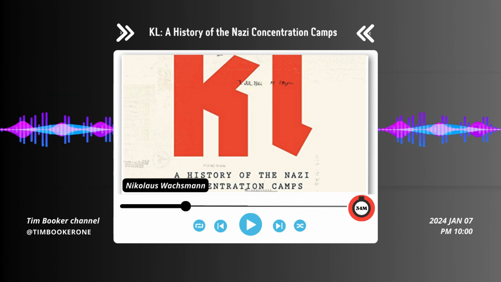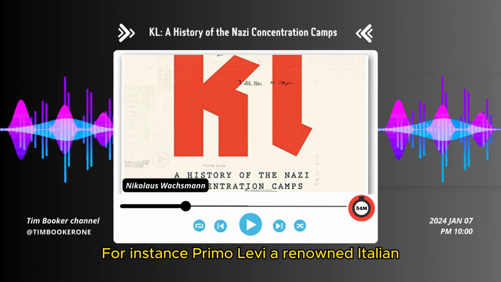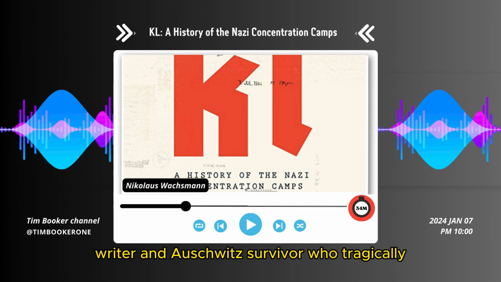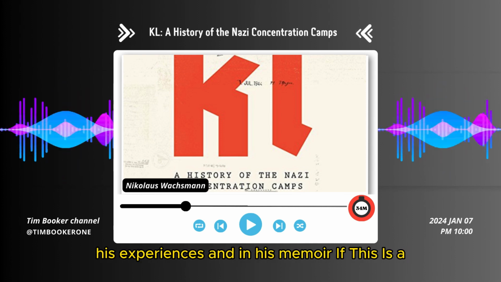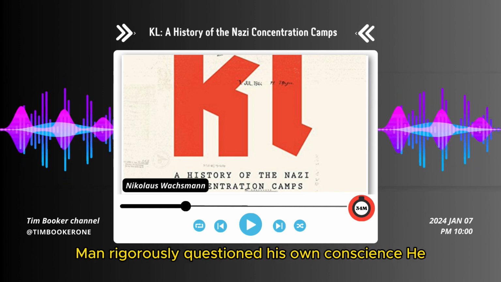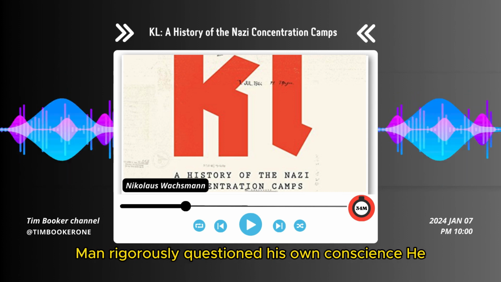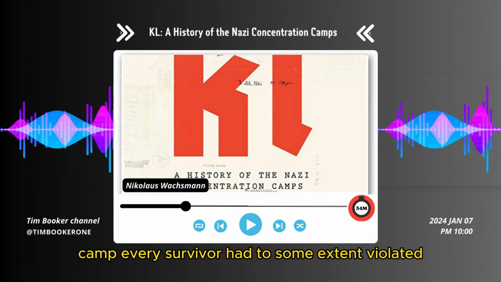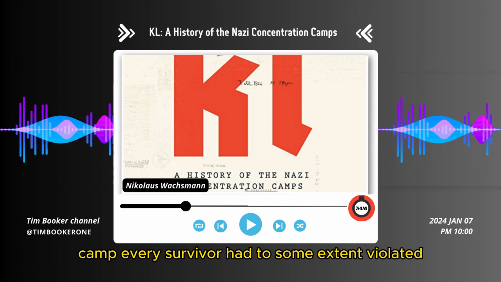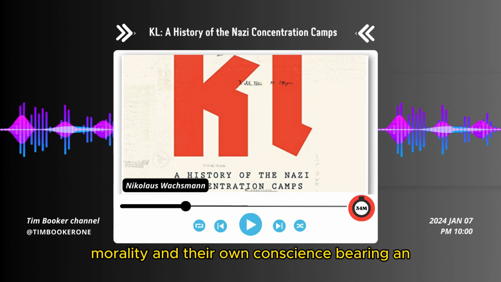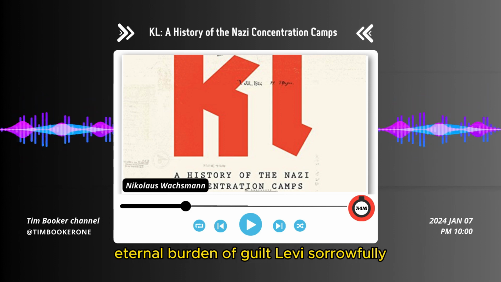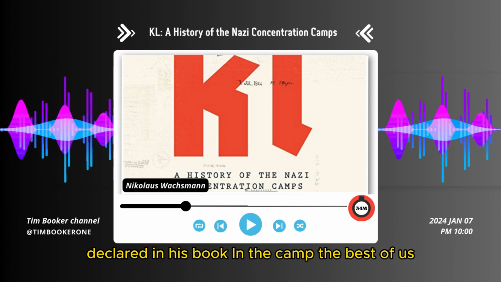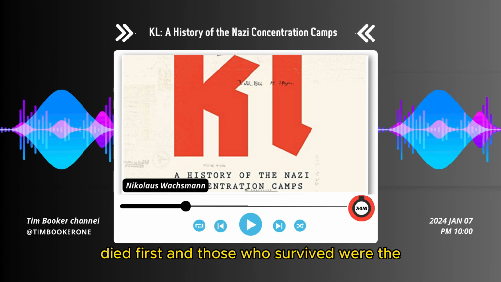For instance, Primo Levi, a renowned Italian writer and Auschwitz survivor who tragically committed suicide in 1987, extensively detailed his experiences and, in his memoir, If This Is a Man, rigorously questioned his own conscience. He believed that in the harsh conditions of the camp, every survivor had, to some extent, violated morality and their own conscience, bearing an eternal burden of guilt. Levi sorrowfully declared in his book, "In the camp, the best of us died first, and those who survived were the worst."